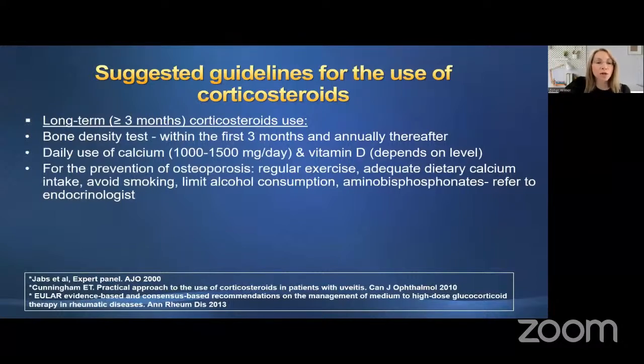Patients that use long-term corticosteroids need to have a bone density test, and this should be done within the first 3 months and annually thereafter. We also should ask our patients to use calcium and vitamin D on a daily basis, and for the prevention of osteoporosis, we should advise them to have regular exercise, to have adequate dietary calcium intake, to avoid smoking, and to limit alcohol consumption. And regarding the use of aminobisphosphonates, I refer my patients to endocrinologists.